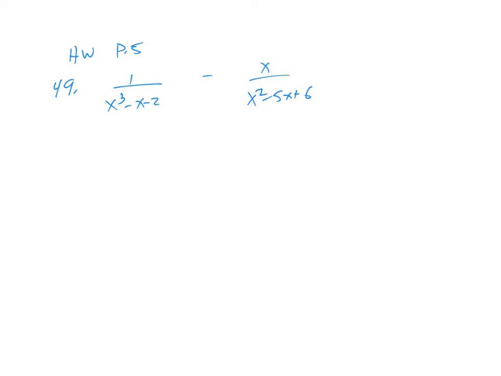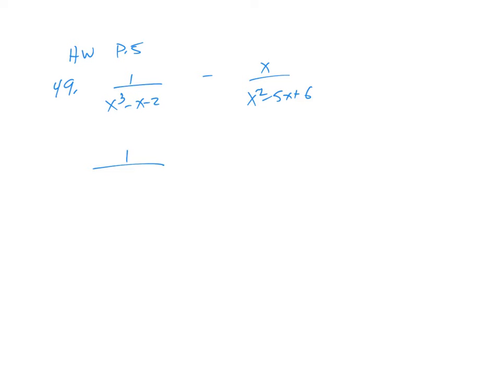This is the solution to problem 49 from section P.5, and we are asked to subtract two rational expressions. In order to add or subtract fractions, we need a common denominator. In order to make sure we have a common denominator, we're going to factor. So let's go ahead and factor the first denominator, which is x squared minus x minus 2.